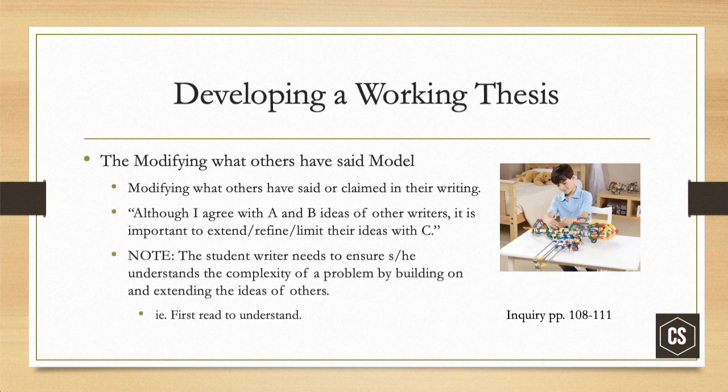The modifying what others have said model is basically saying you start from there and you go in a direction of your own. So, although I agree with A and B ideas of other writers, it is important to extend, refine, or limit their ideas with C. So in other words, you're saying, these people said this, but here's what we need to look at. So you could even look at that with the "What is Poverty" essay.